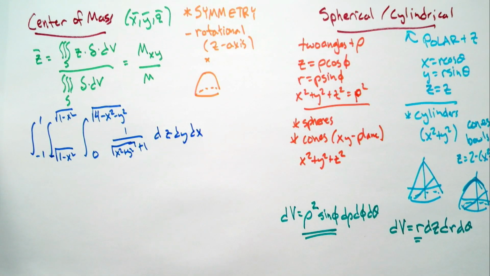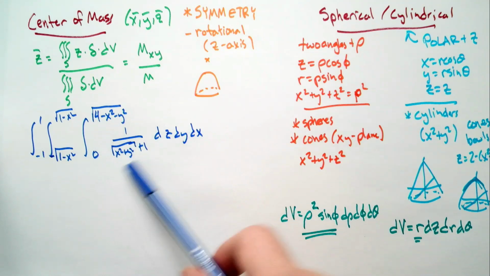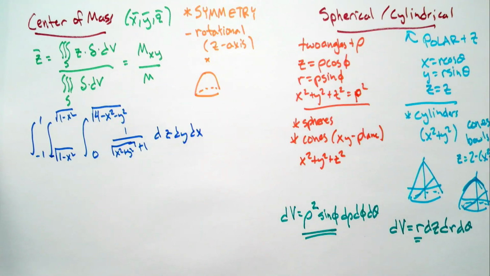Okay, so suppose we wanted to do this. Now, why might we want to do this? Well, for example, this could be a mass. So I have a density. Here's my density function. I'm looking for a mass. So how do you switch?